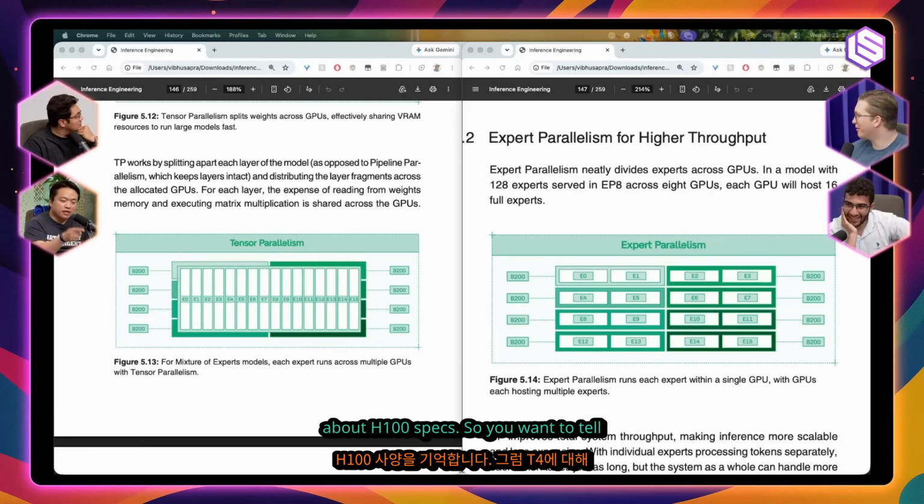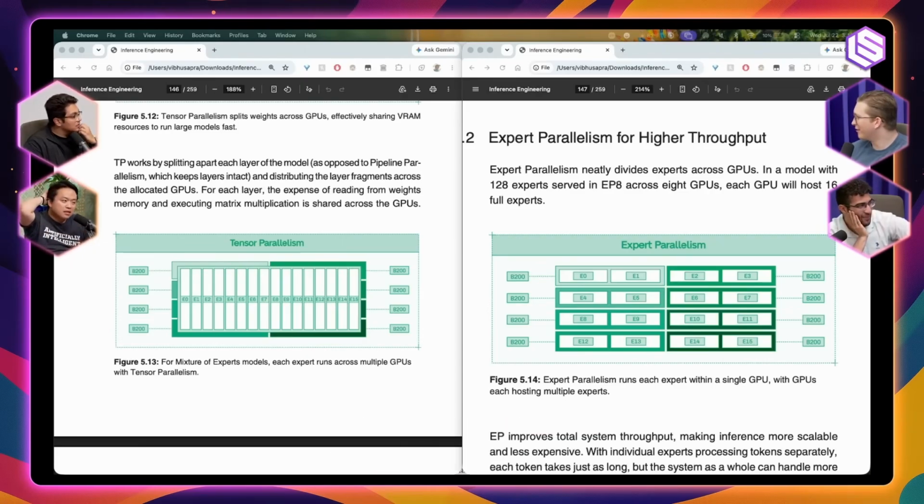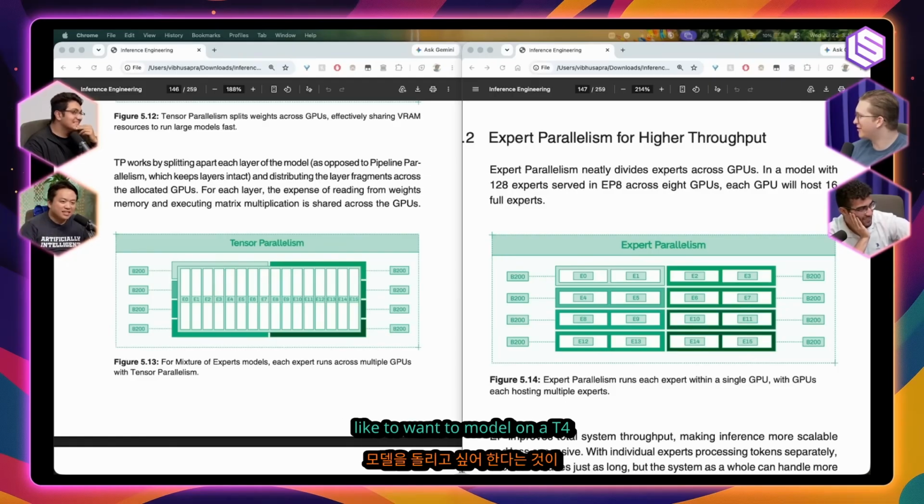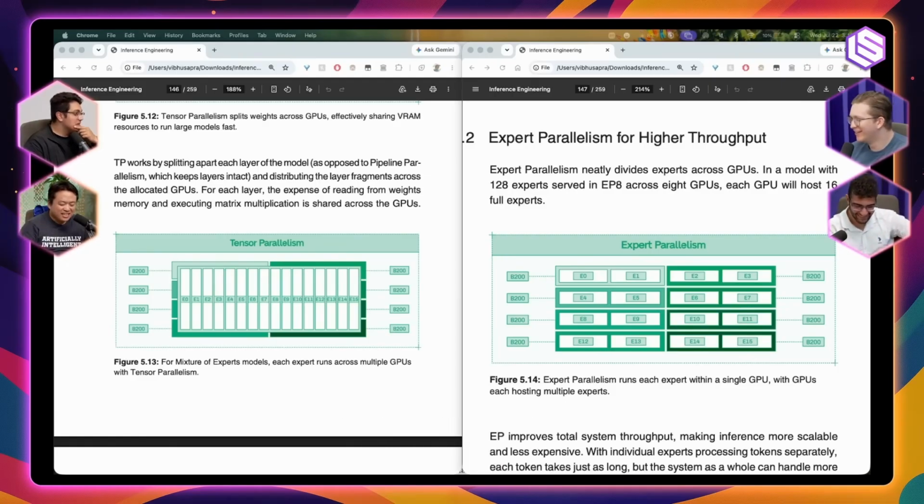Yeah. So one thing about the T4s. Let me tell you what it was like to run a model on a T4 back in the day.